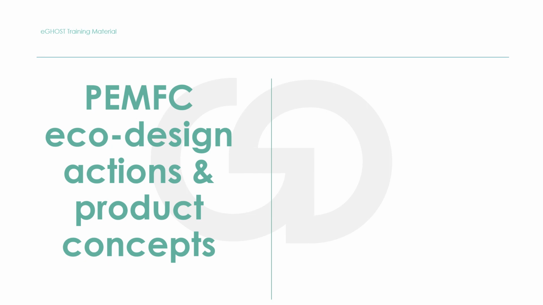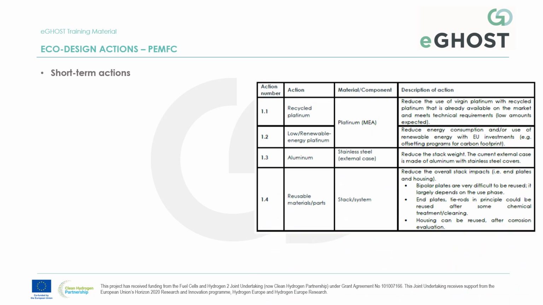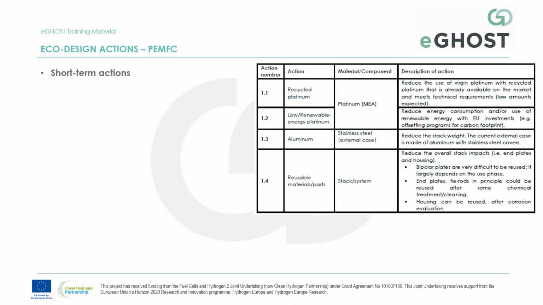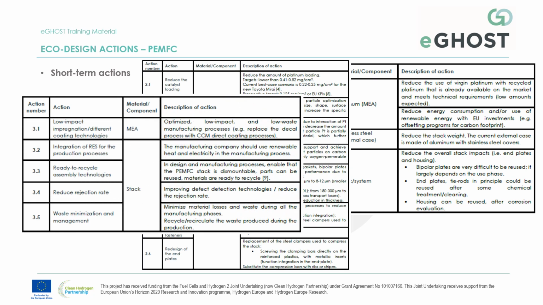So first, just for the PEM, we won't go through all of them. So here are just the short-term actions. Basically, how to read this table is we have the action name, which material or component it addresses, and then here's the short description of it. And now I would suggest you to check the deliverable for further information on that, because there are just too many actions to go more in detail here.